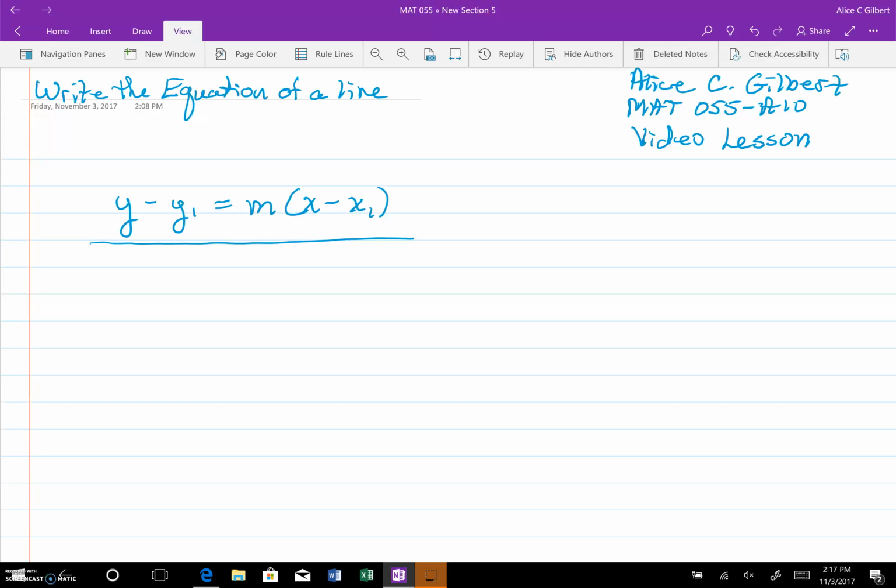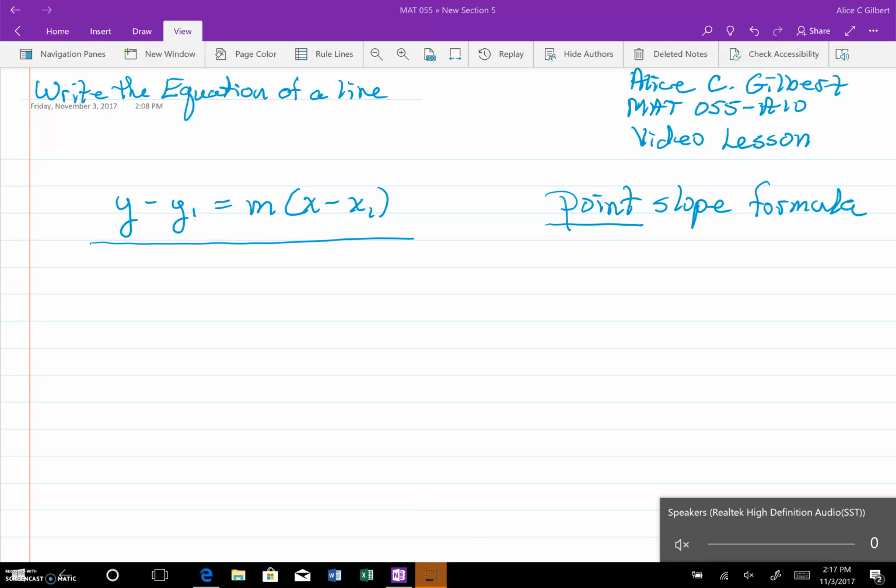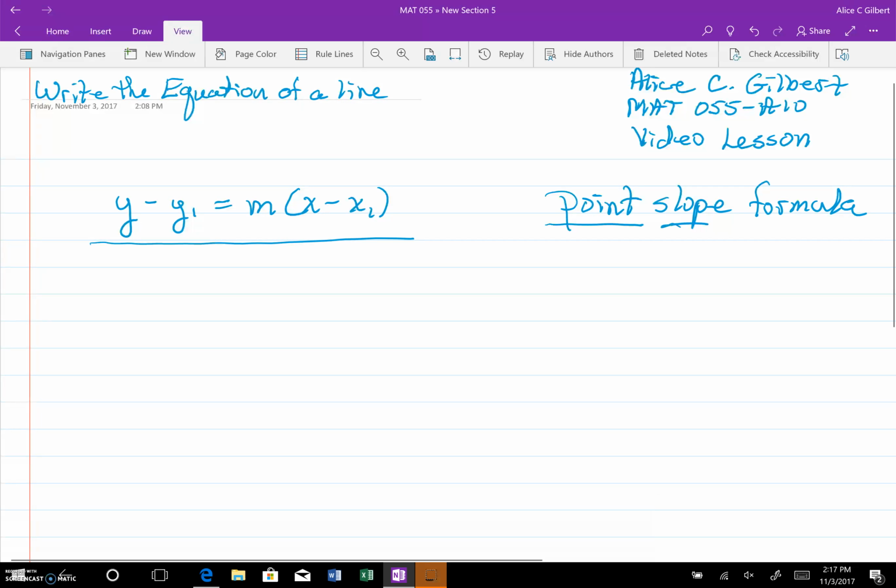y minus y sub 1 equals m times the quantity x minus x sub 1. This is called the point-slope formula. Okay? And it tells you everything you need to have to make this formula work. You need a point and you need a slope. Okay? One point and one slope.